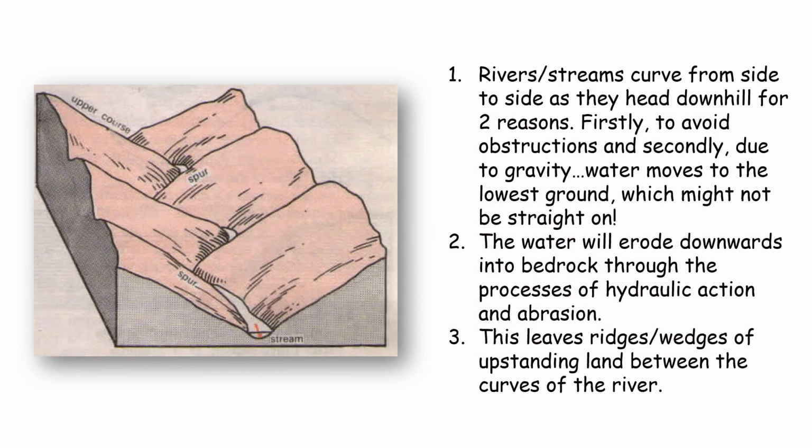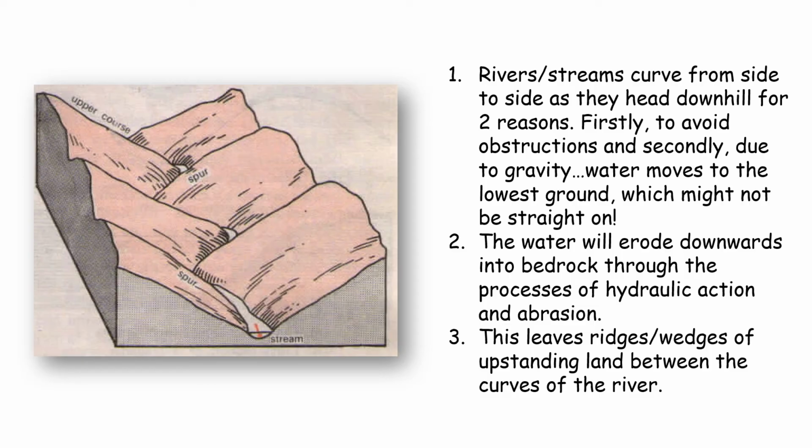So again, this is how I would write it in an exam. Rivers or streams curve from side to side as they head downhill for 2 reasons. Firstly, to avoid obstructions, and secondly, due to gravity. Water moves to the lowest ground, and that might not be straight on, so it curves.